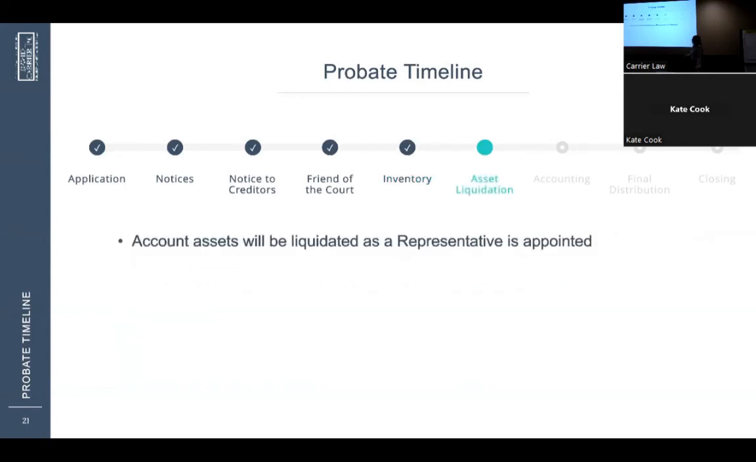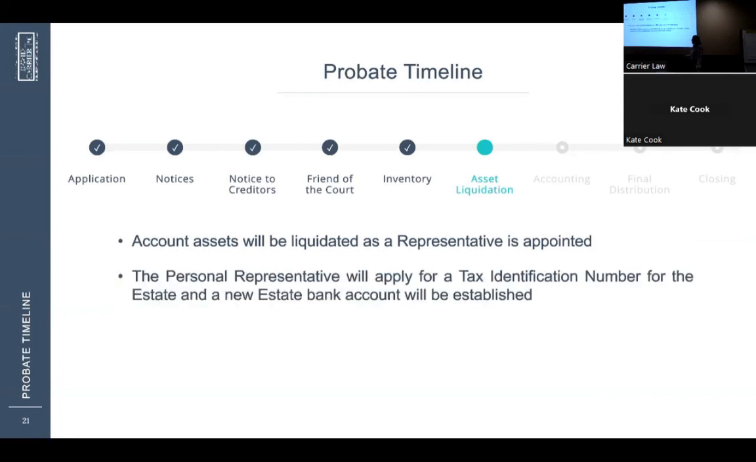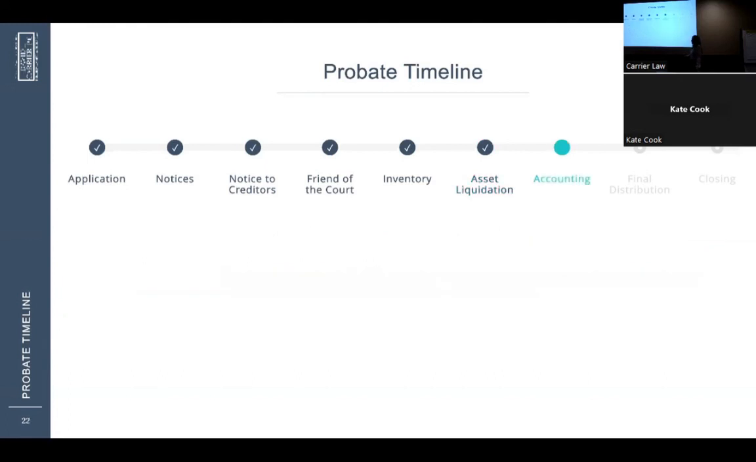Next step in the probate process is liquidating those assets. Once a personal representative has been appointed, they have the authority to start liquidating assets. They are able to apply for a tax ID number for the estate, and with that, they will open a new estate bank account. Then as they liquidate assets, they will deposit the funds from those assets into this new estate account.